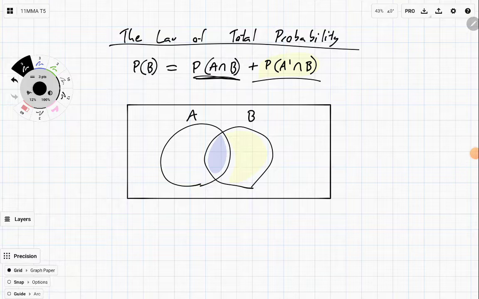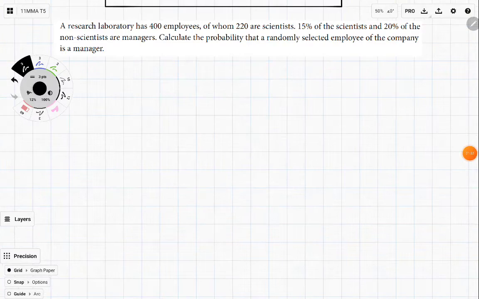So let's look at a problem where we can use this. A research laboratory has 400 employees, of whom 220 are scientists. 15% of the scientists and 20% of the non-scientists are managers. Calculate the probability that a randomly selected employee of the company is a manager.